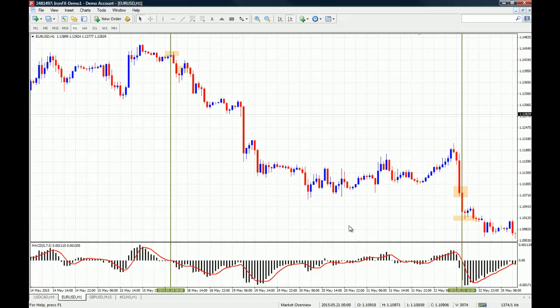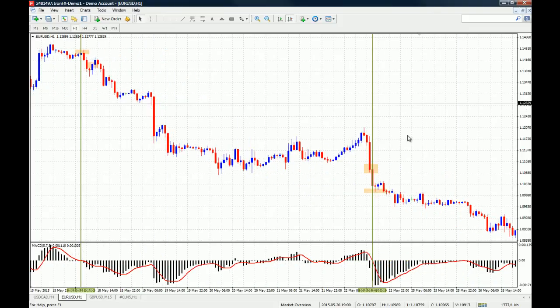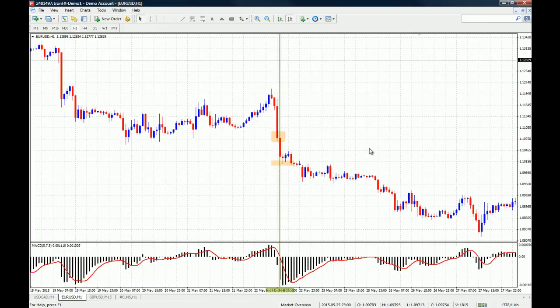So if you're going to use the MACD to trade binary options, make sure you are trading on the right side of the market, and always make sure you are trading during very liquid hours.